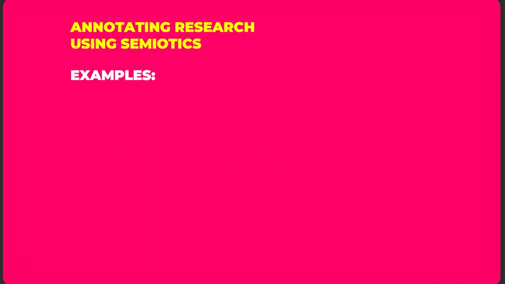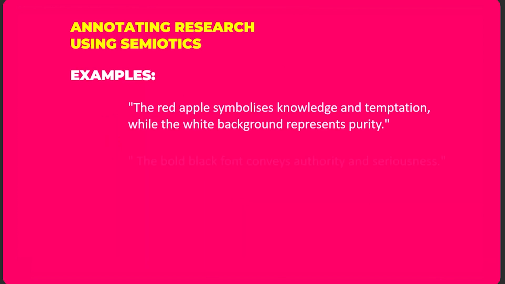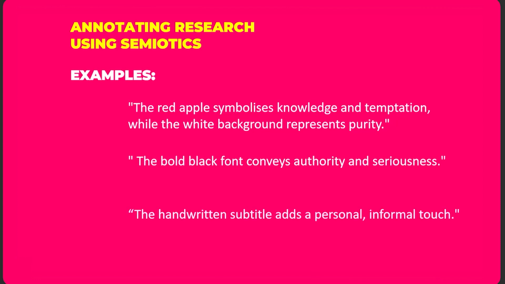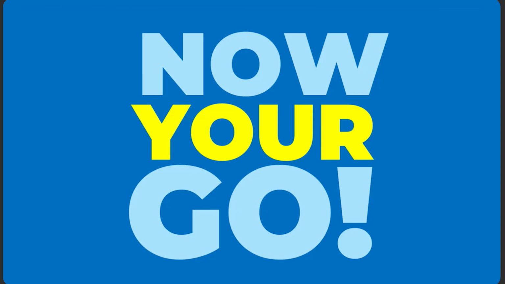So let's have some examples of connotation. The red apple symbolizes knowledge and temptation, while the white background represents purity. Or the bold black font conveys authority and seriousness. Or the handwritten subtitle adds a personal, informal touch. So we're not just describing what we're seeing, we're also exploring the connotations, the associations with those different formal elements. So now it's your go.